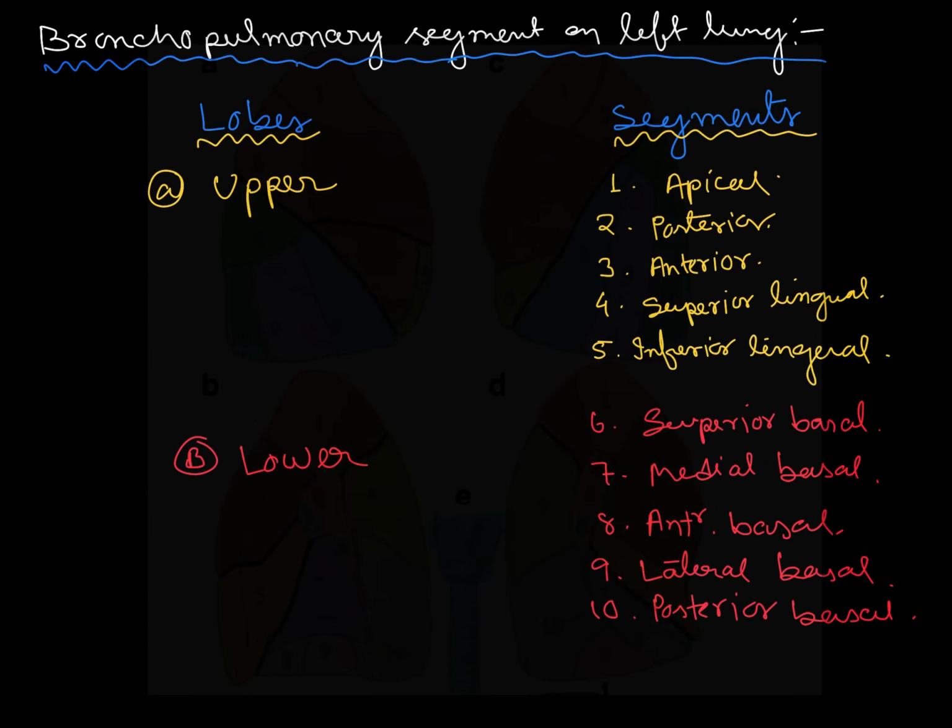Then the pulmonary segments in the left lung. There are 2 lobes, upper lobe and lower lobe. In the upper lobe there are 5 segments, and in the lower lobe there are 5 segments. In the upper lobe: apical, posterior, anterior, superior lingular and inferior lingular. And in the lower lobe: superior, medial basal, anterior basal, lateral basal and posterior basal.